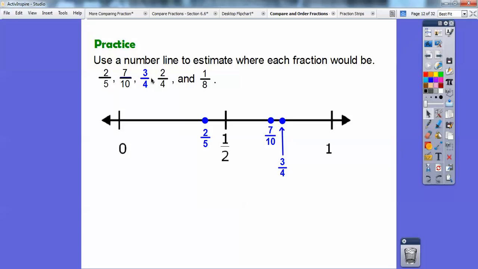Okay, 2/4, you guys, 2/4 equals a half if I reduce that, because the numerator is half the denominator, and when that happens, it's equal to a half.